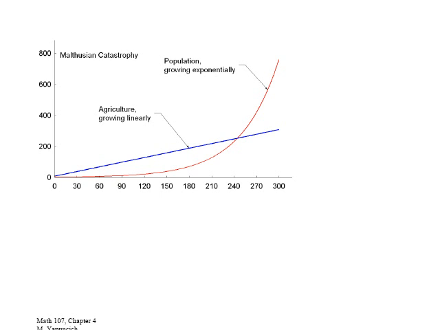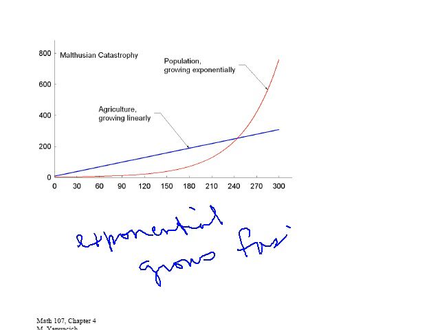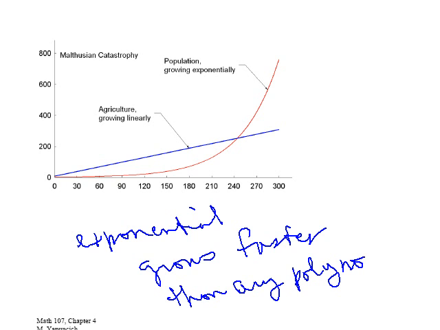Just like to make another comment about exponentials. An exponential grows faster than any polynomial. I'll write it down. It will catch up to any polynomial and then exceed it. And the linear equation, of course, is a polynomial. Just a polynomial of degree 1. Okay, so that's a big statement for this slide.